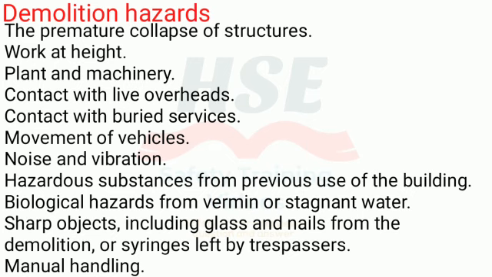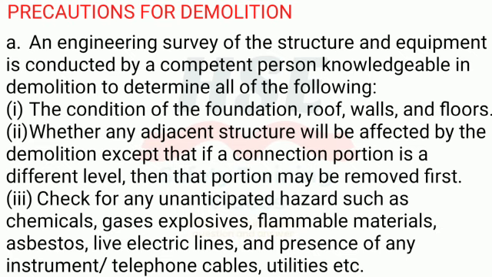Manual handling. Precautions for demolition. A. An engineering survey of the structure and equipment is conducted by a competent person knowledgeable in demolition to determine all of the following. 1. The condition of the foundation, roof, walls, and floors. 2. Whether any adjacent structure will be affected by the demolition, except that if a connected portion is at a different level, then that portion may be removed first.